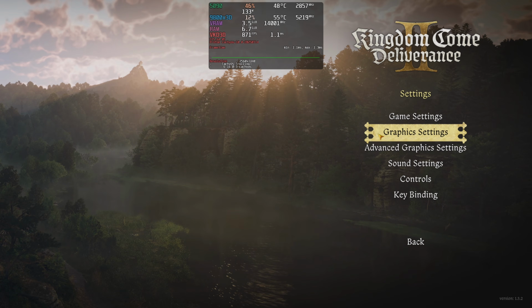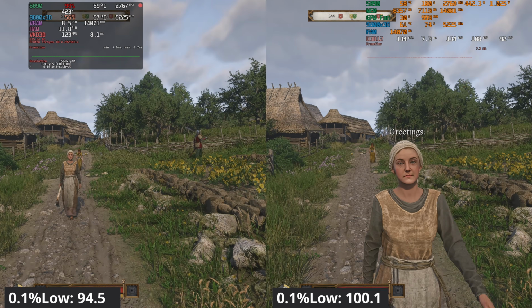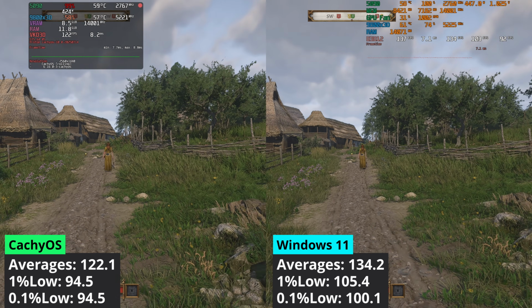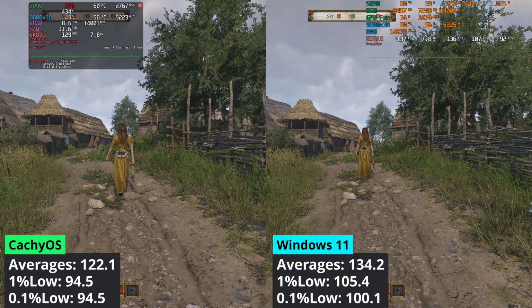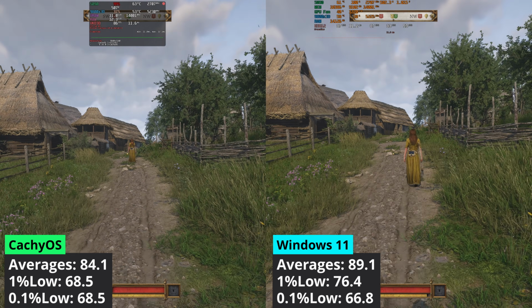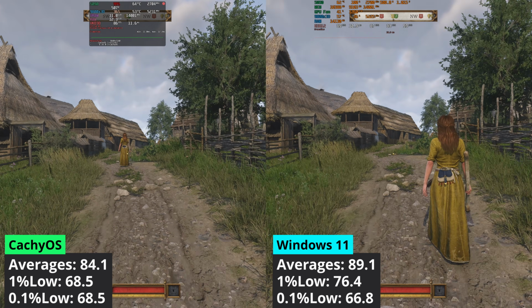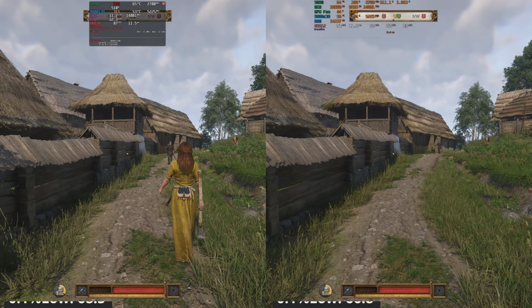Let's move to Kingdom Come: Deliverance 2 at 1440p. While using max settings on both operating systems, we can see that Windows has an edge, delivering around 10% more performance than CachyOS, a minor win for Windows. When I move to 4K using the same settings, the performance gap shrinks to around 5% in favor of Windows.